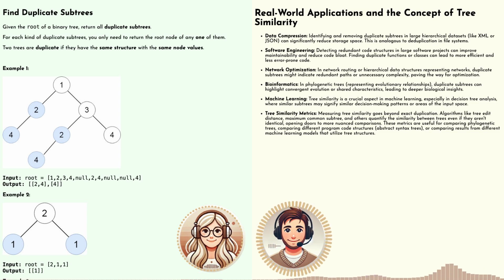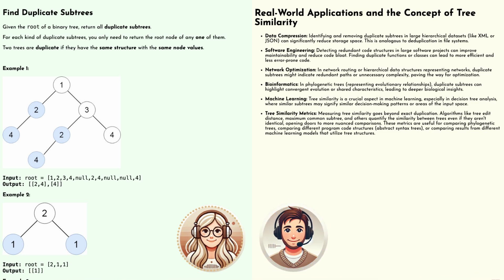Wait, so you're saying the compiler can actually look at the code as a tree structure and then use our subtree detection techniques to find these duplicate code blocks? Precisely. That's amazing. By replacing those duplicates with just a single instance, the compiled program becomes smaller and faster. It's like streamlining a factory process to get rid of all those unnecessary steps.